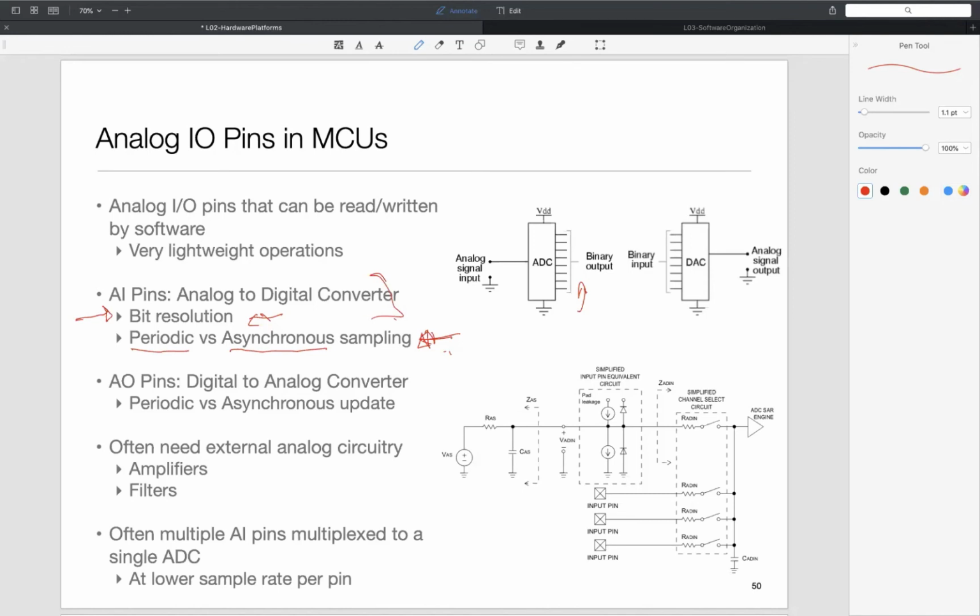You also have analog output, so that you can generate analog waveforms. And in order to do all of this, in order to deal with the analog world, you will often need additional analog components. So usually these chips may have some of it.